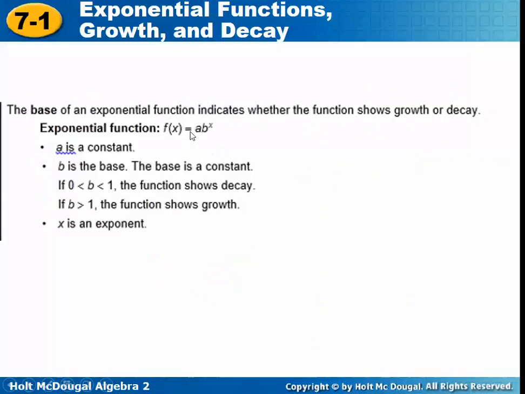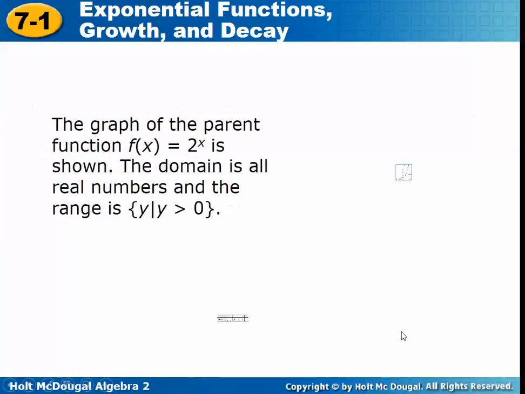Also, there might be a number in front of your exponential function, a, so it will often be a times b to the x, where a is a constant and b is also a constant. And again, the base will always be greater than 0. If it's between 0 and 1, that is, if it's a decimal number, your function will show decay. If your base is greater than 1, your function will show growth. And our variable is the exponent, so that's what's different.